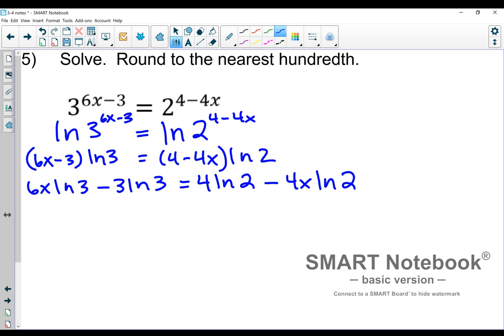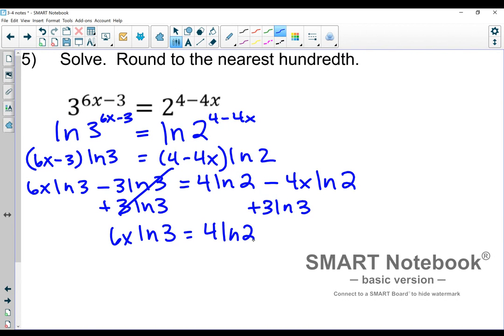So now I need to get my x's on one side and numbers on the other. So I'm going to go ahead and add 3 natural log of 3 on both sides, because again, I want all my numbers on one side, all my x's on the other. So 6x natural log 3 equals 4 natural log 2 plus 3 natural log 3 minus 4x natural log 2.